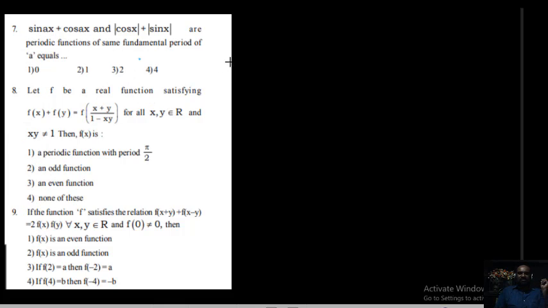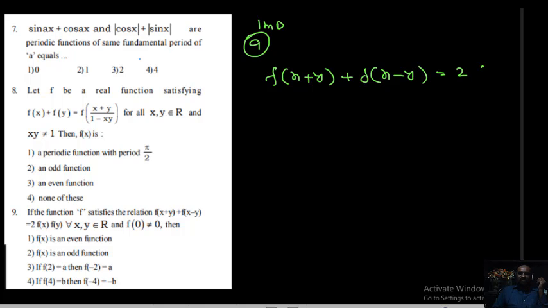Yeah, next question. This is also the same model, an important model only. Functional equations are given, that's why. f of x plus y plus f of x minus y equal to 2 times f of x into f of y.